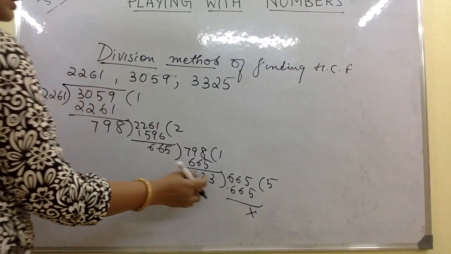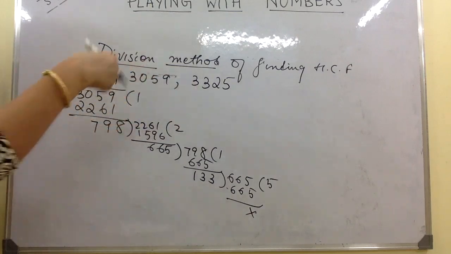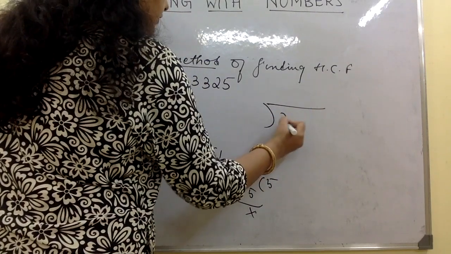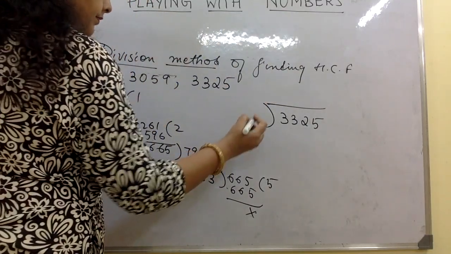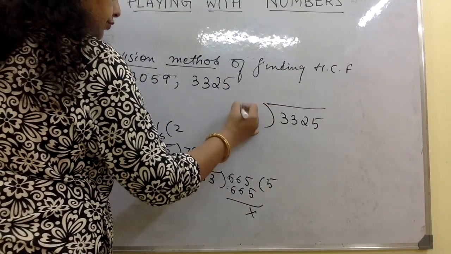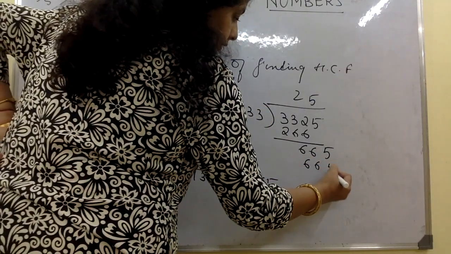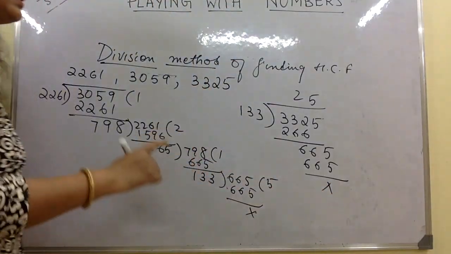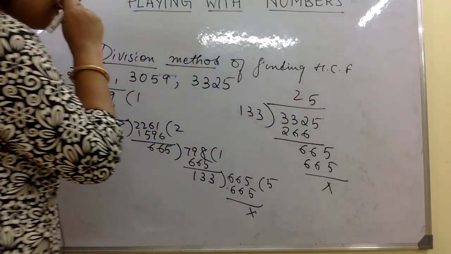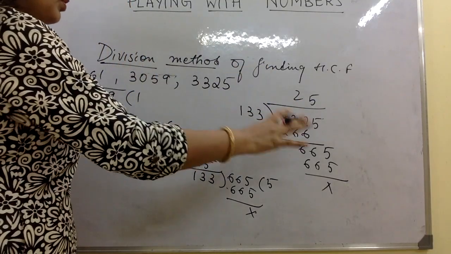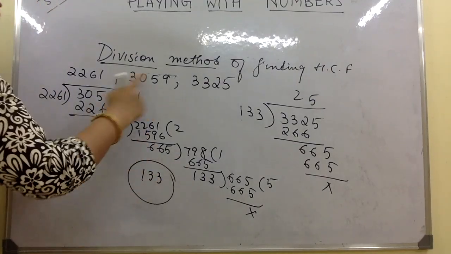So 133 is the HCF of this and this number, but still this is there. Now I'll divide it once and check, okay, whether it goes or not. So this is 133. So this is going to be 665. So it is not leaving any remainder. So this is divisible by this, hence 25. It is giving a proper no remainder. Therefore, 133 is the HCF of these three numbers.